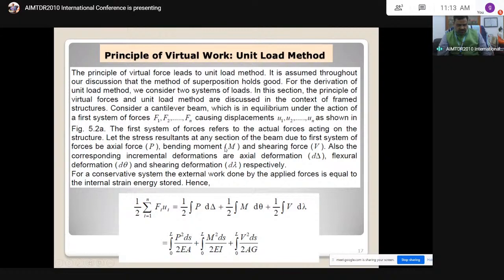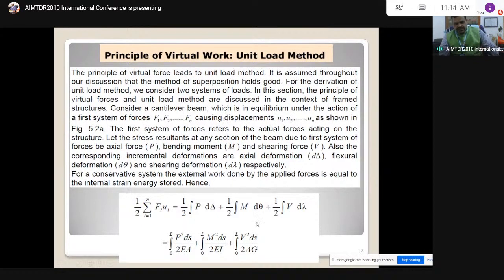This is the linear virtual displacement, d delta. The virtual displacement due to rotation is for the moment, and translation is for the shear force. This one is translation perpendicular to the axis, and this is parallel to the axis. That's why there are two translations and one rotation. Now it is the external work done.